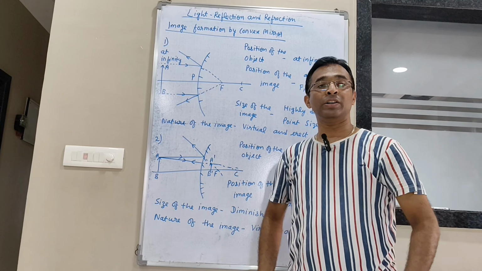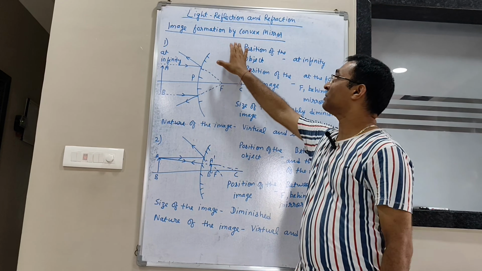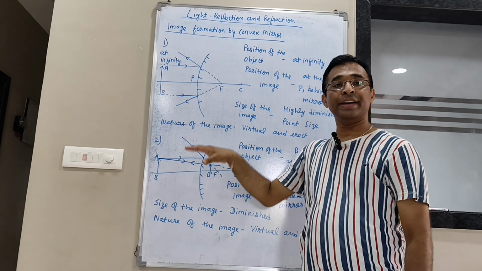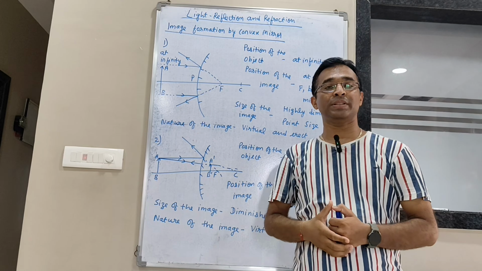Let's move on to another topic, that is image formation by a convex mirror. So in a convex mirror there are mainly two cases, so let's discuss them one by one. In the first case, the position of the object is at infinity and the image formed is at the focus, but the difference is that the image is formed on the right hand side of the mirror, and it is a virtual and erect image.